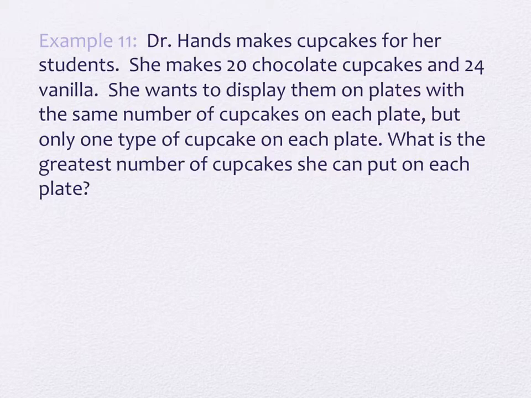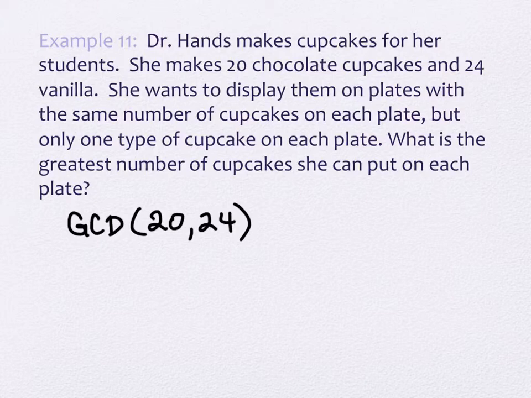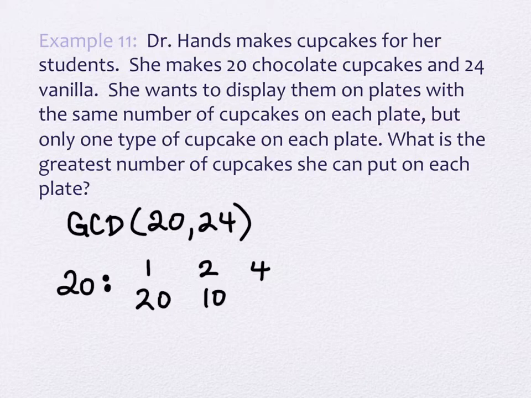Okay, so I need the GCD of 20 and 24. We just did division of primes, so let's not do that again. How else might you want to do this one? How about we just list them out? If I do 20, what are the numbers that multiply together to give me 20? I'll start with 1 and 20. And then 2 and 10, and 4 and 5. And I'm done, right? There's no other options.